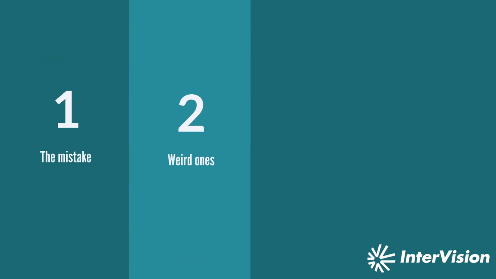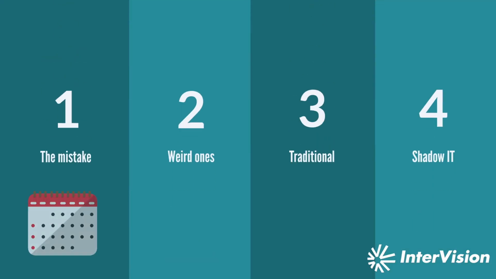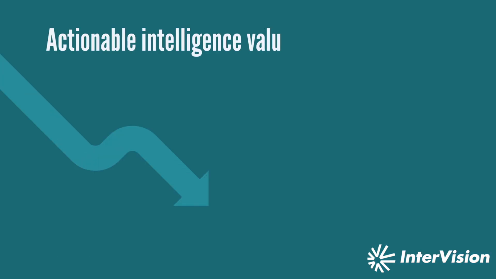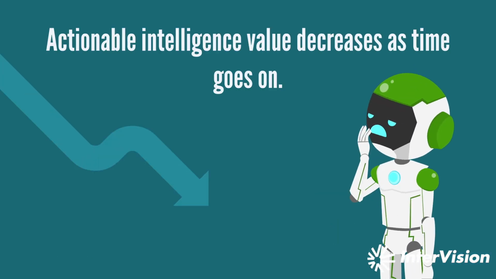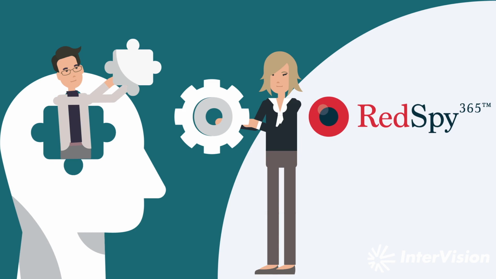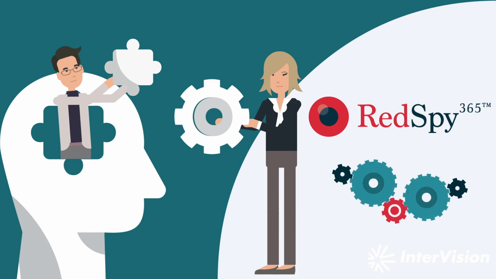Those 4 examples, in a traditional test, may go months before they are noted, let alone remediated. Actionable intelligence's value decreases as time goes on. By providing the changes in risk to the client as soon as it occurs, RedSpy 365 provides actionable intelligence when and where it is needed the most.